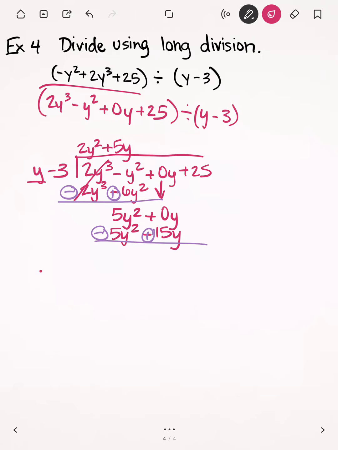We add now. 5y squared minus 5y squared, those cancel out. 0y plus 15y is a 15y. I bring down the 25. And now I multiply. What do I need to multiply y by to get a 15y? Plus 15. 15 times y is a 15y. 15 times a negative 3 is a negative 45.